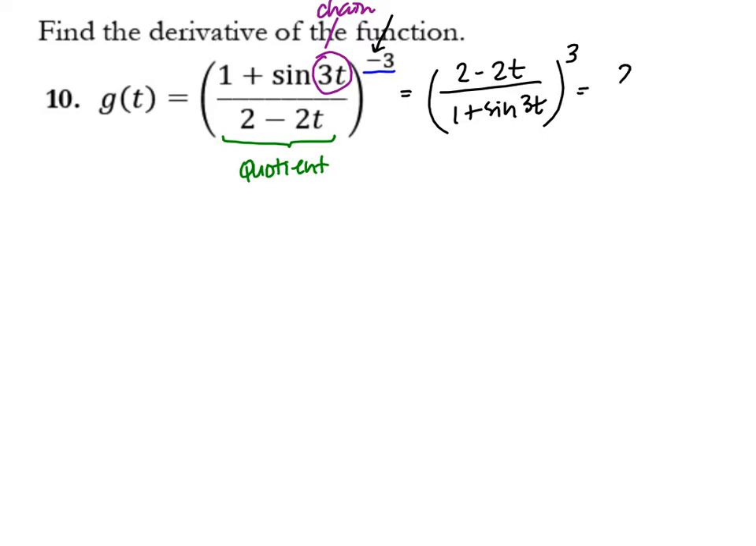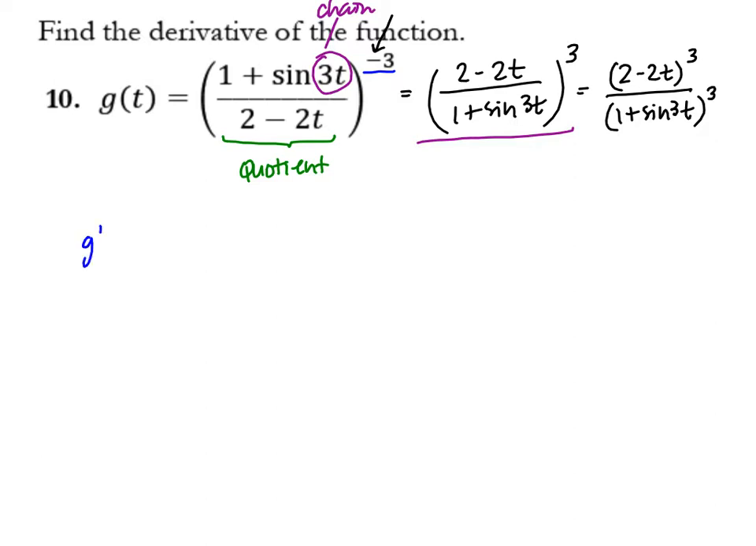You could write this as (2 minus 2t) cubed over (1 plus sine of 3t) cubed, and then you could use the quotient rule and you'd have chain rule for the top and the bottom derivatives, but I think I will just work off of this, where we have a chain rule, a quotient rule, and then a little chain rule inside.